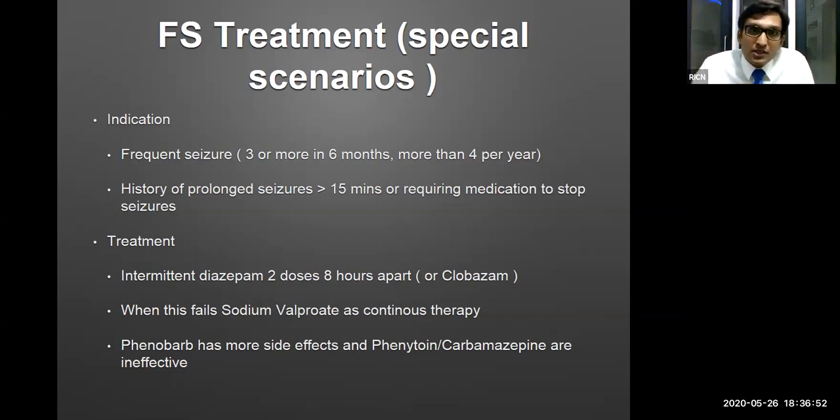If you tried clobazam or intermittent diazepam, and if it fails, then you might consider sodium valproate as continuous therapy. So see, the number of patients you are going to choose to give these therapies is going to be much less, as a filtering method. Phenobarb has more side effects, though it is efficacious, so it is not being used over sodium valproate. Phenytoin and carbamazepine are actually ineffective and should be avoided.